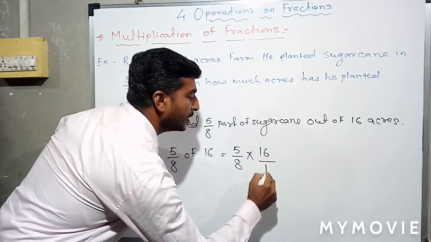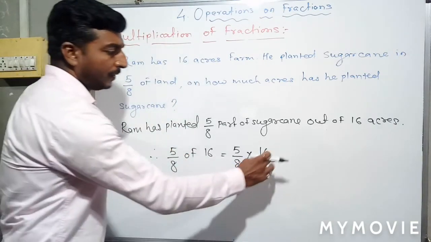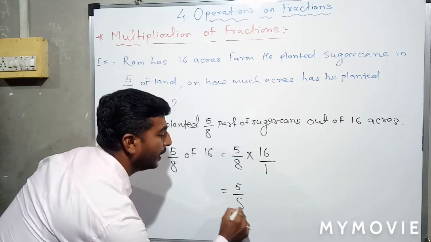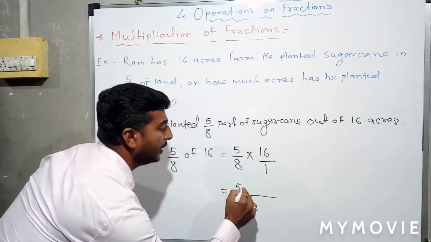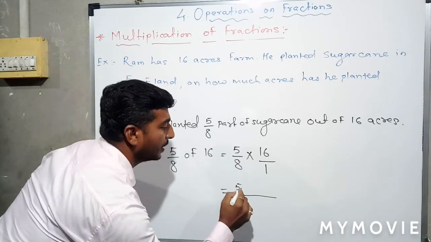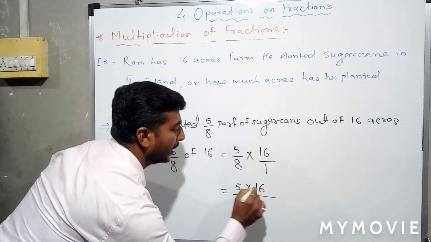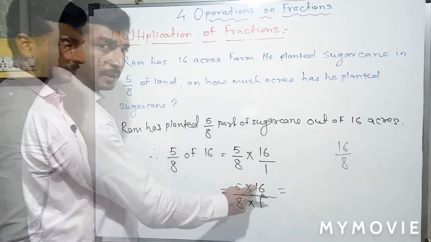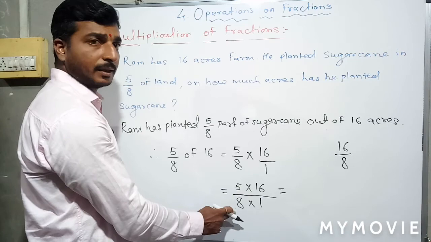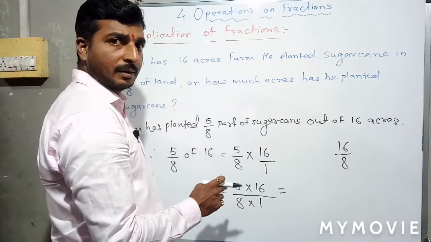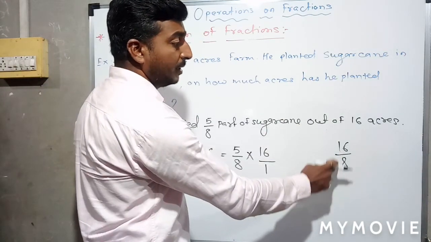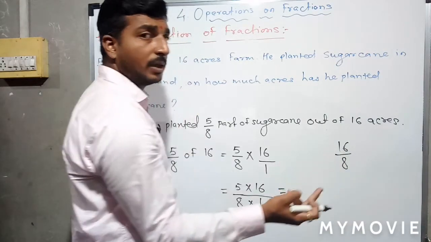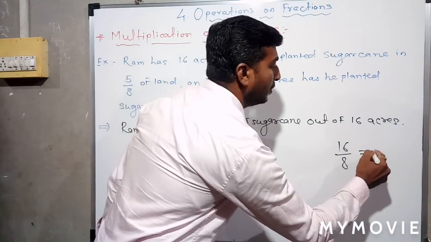"Of" usually means multiplication. And there is always a denominator 1 for any whole number. So now as we have learned the multiplication, 5 upon 8, numerator into numerator, so 5 into 16, and denominator into denominator, 8 into 1. 16 is in the numerator, 8 is in the denominator, that is 16 upon 8. So 16 upon 8 means 16 is divided by 8. If we divide 16 by 8, what answer will we get? That will be equal to 2.